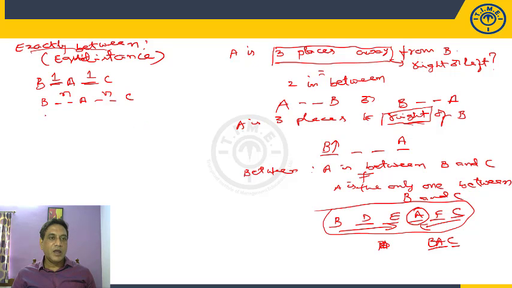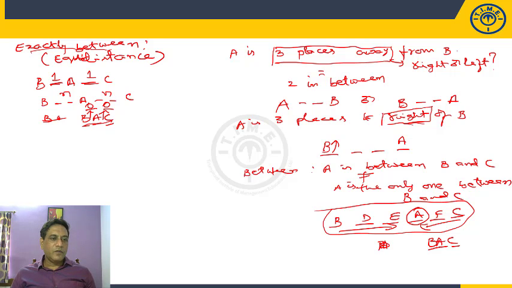But remember, this number can also be 0. If B, A, C are like this, how many are there between A and B? 0. How many between A and C? 0. So this is also exactly between. The number of persons between B and A is equal to the number of persons between A and C. This is also exactly between. So, this is how we deal with the statements.